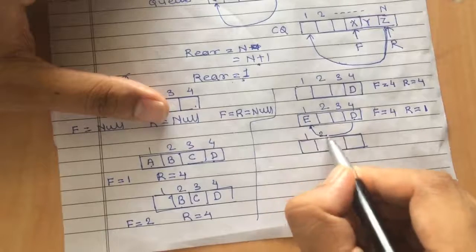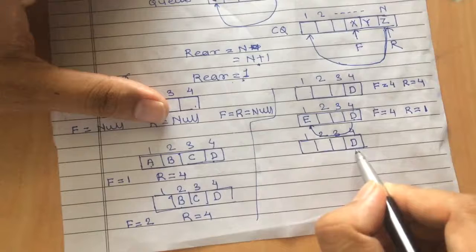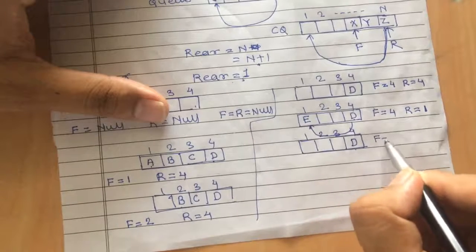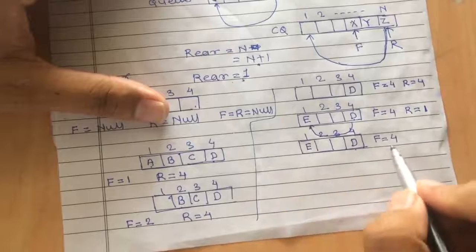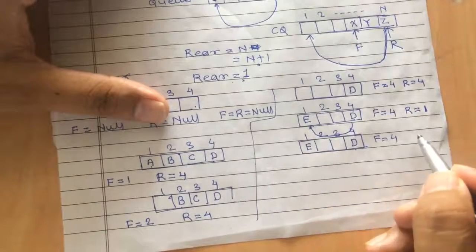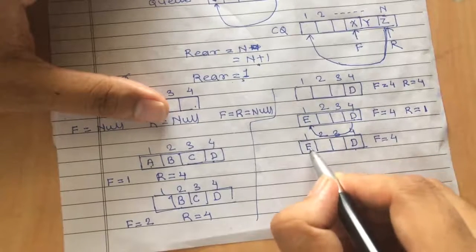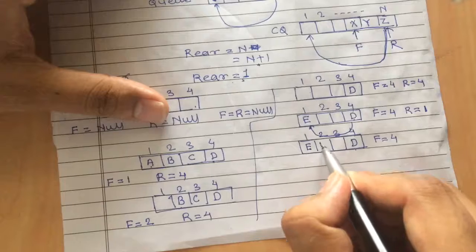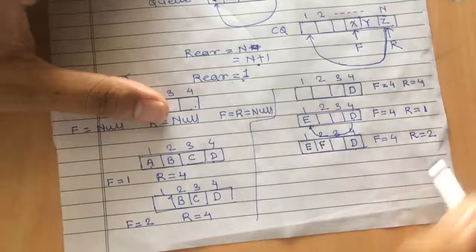So first, second, third and fourth. D, this is the front, will point to the first location, and this is rear. Now as we have to add one more element in this queue, what we have to do? We have to simply increase the value of rear by 1. So after this, I have to insert one more element. So I will insert over here. So my now rear will point to this second location.